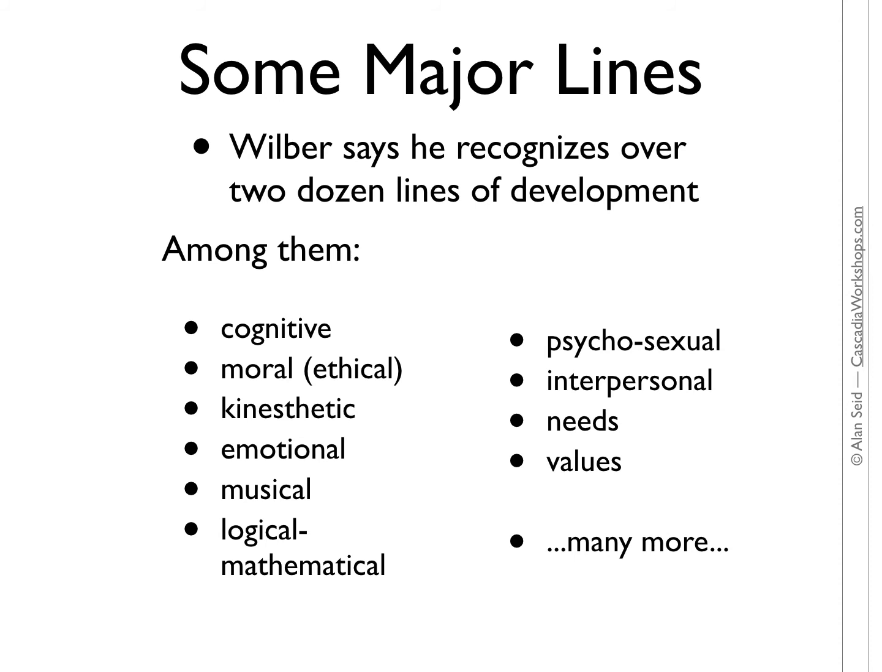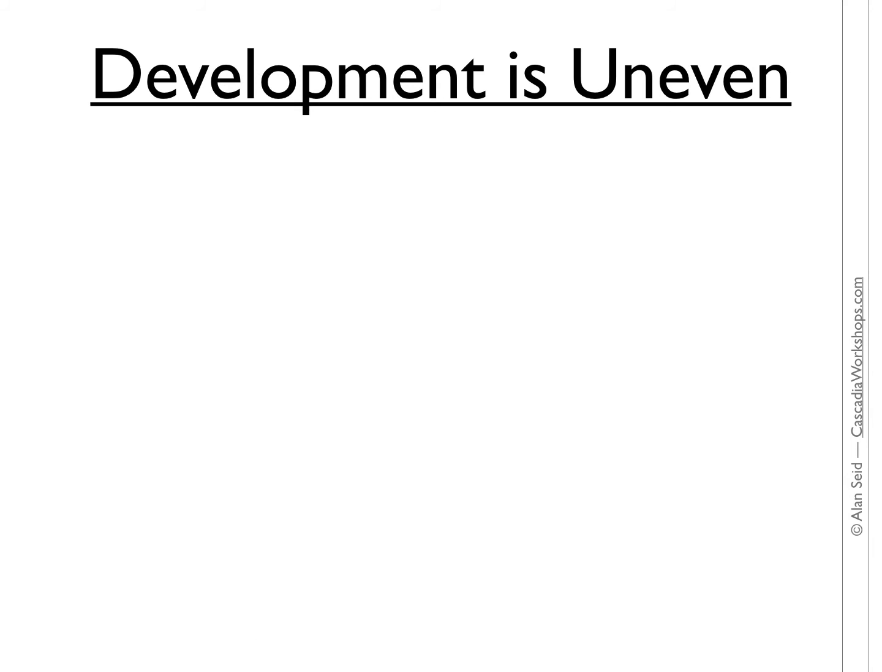Like I said, Ken recognizes over 2,000. I recommend looking at the charts in the back of the book Integral Psychology for a much more robust handling of this and how they all correlate. Essentially, development is uneven, right?